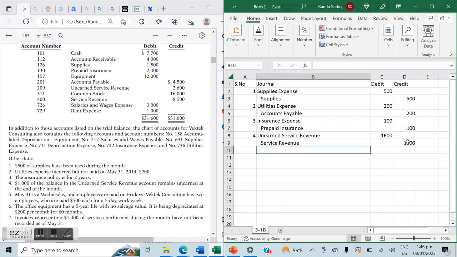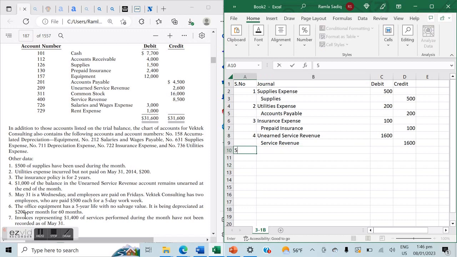So a quick look at the mathematics of that. $2,600 minus $1,600 will leave us with the balance of $1,000, and that is how transaction number 4 is to be adjusted.